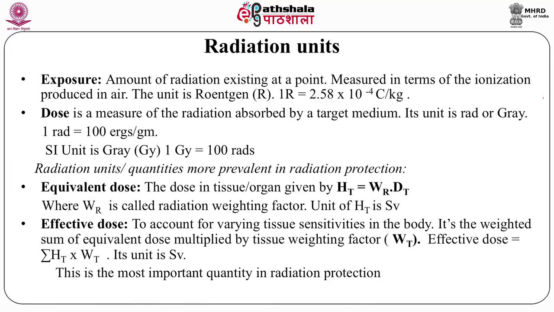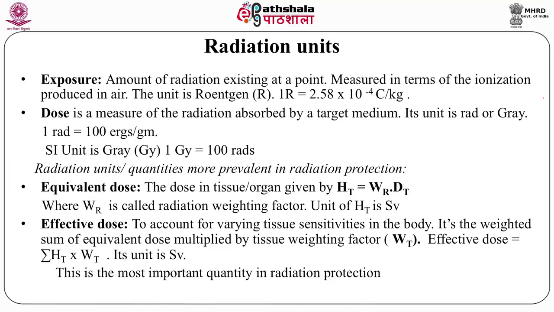So equivalent dose is the radiation weighting factor multiplied by the dose absorbed in a tissue or organ in a human being or any other medium. Second is effective dose. This is to account for varying tissue sensitivities in the body. All tissues in the body are not equally sensitive to radiation, or in other words, they don't contribute to the human health detriment equally. For example, our extremities are less radiation sensitive as compared to our stem cells or gonadal cells. So each tissue or organ has also been assigned a tissue weighting factor depending on its sensitivity. Now, if you multiply the equivalent dose with the tissue weighting factor, you end up with effective dose.